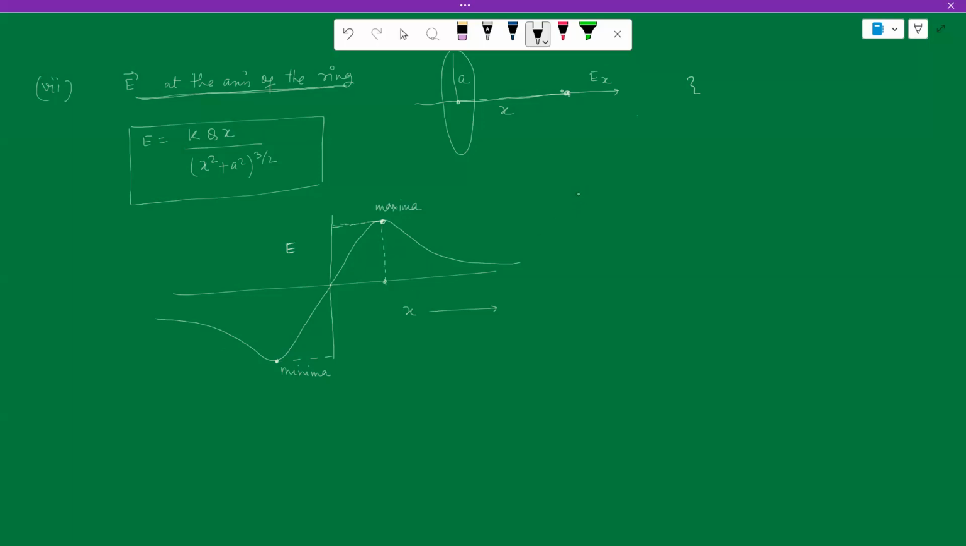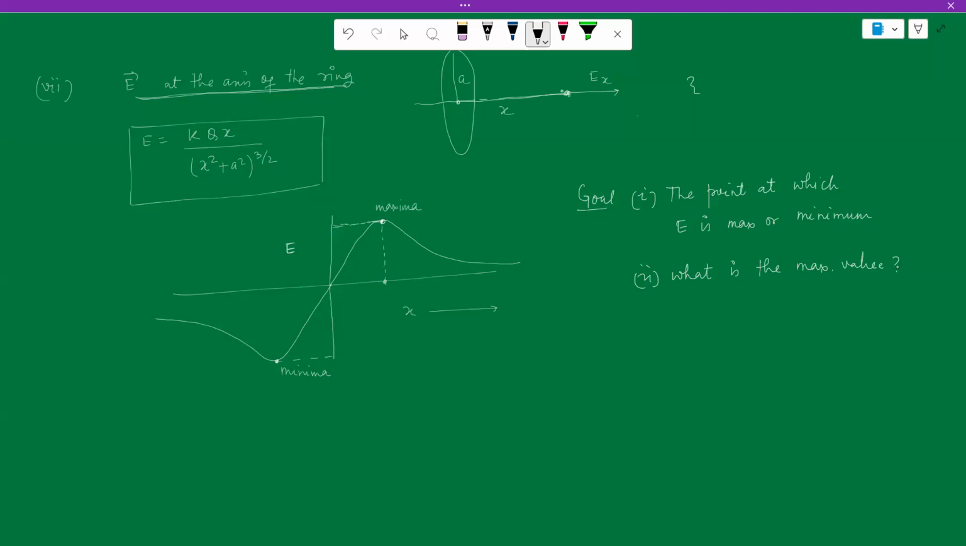So what is the goal in here? The goal is to find out the point at which E is maximum or minimum. Right. And then the second goal is to find out what is the maximum value or minimum value. So these are the two goals, right?